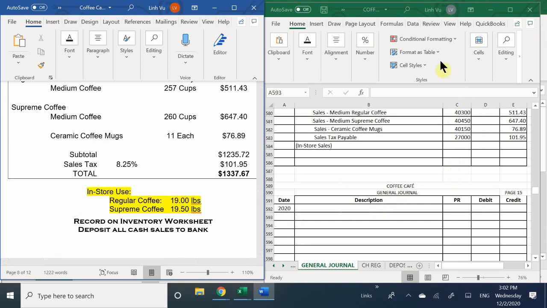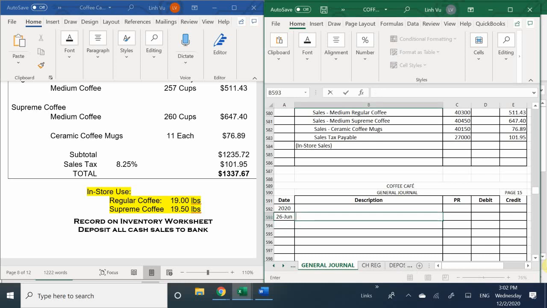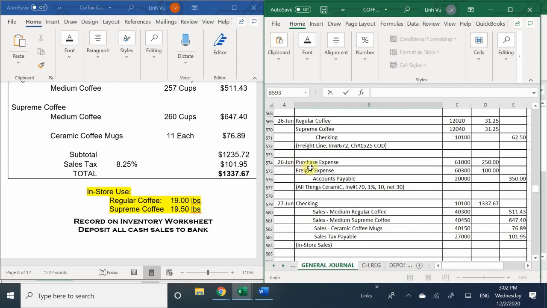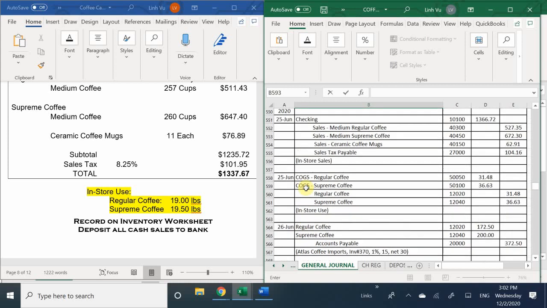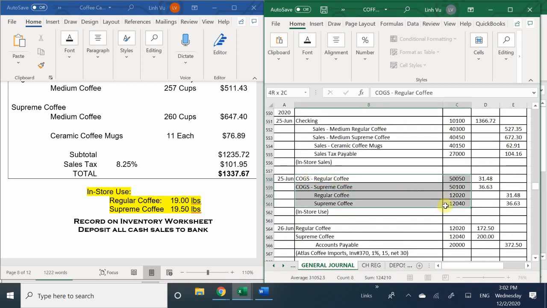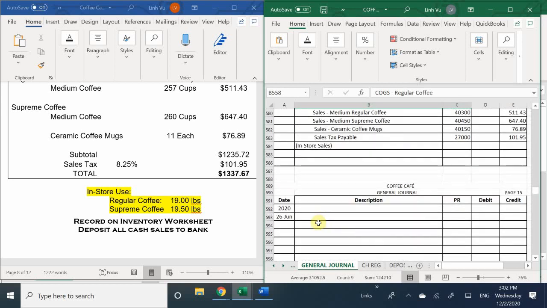26, okay. And then it's going to be our COGS, or cost of goods sold, regular coffee. And then our cost of goods sold supreme coffee below that. Sorry, I'm just going to copy it. It's an in-store, so we can go ahead and copy that. All right, so taking some shortcuts here because we can.